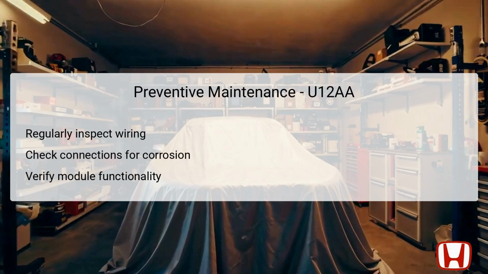Preventive maintenance can play a significant role in ensuring that DTC U12AA does not reoccur. Regular inspections of wiring and harnesses for signs of wear or damage can help in early detection of potential problems that could lead to communication failures. Additionally, checking electrical connections frequently for corrosion or looseness is essential for maintaining optimal vehicle performance.